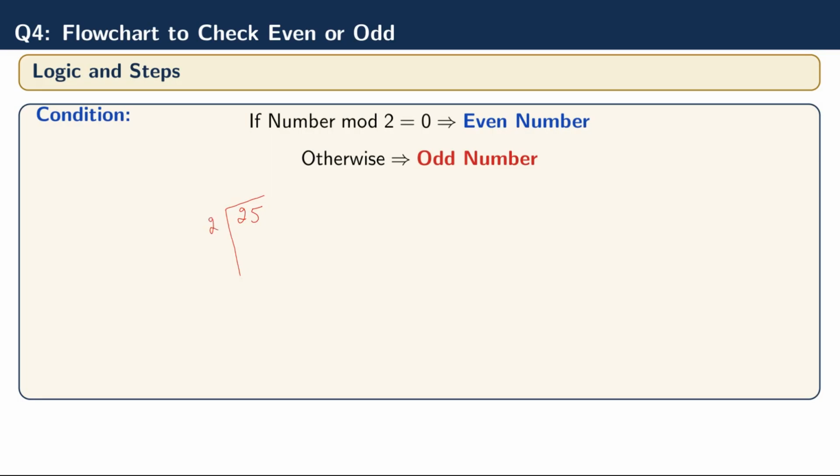Divide it by 2. 12 twos are 24. You will get remaining value 1. This 1 shows that the number is odd number. Means 25 is an odd number.